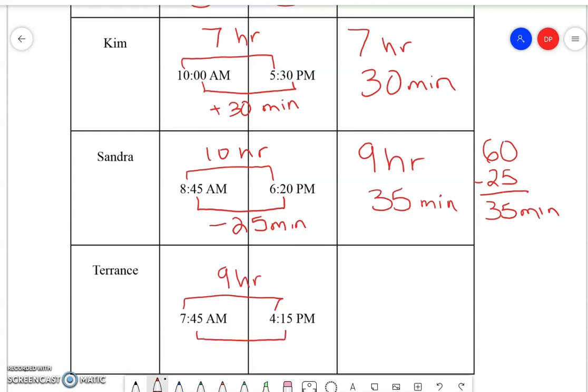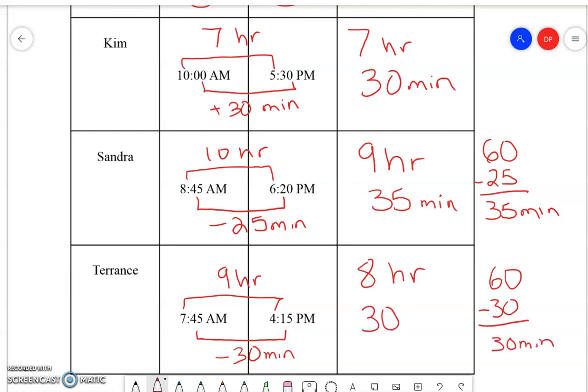But my minutes go down from 45 to 15. I'm subtracting 30 minutes. So this is 30 minutes less than 9 hours. So I'm not at a full 9 hours. I'm at 8 hours. Okay. Take my hour and take away those 30 minutes, and I'm left with 30 minutes. So 8 hours and 30 minutes for Terrence.